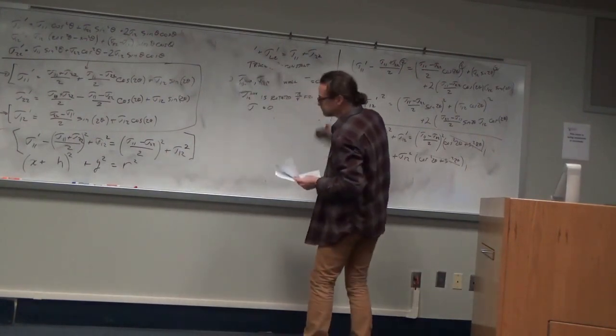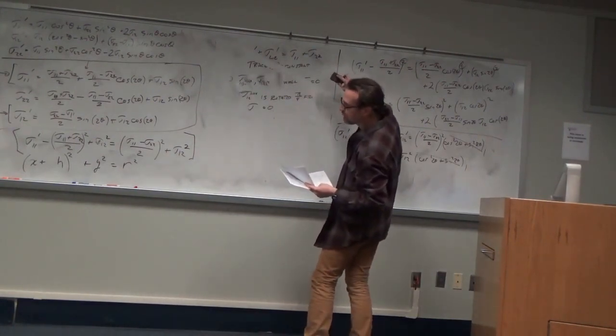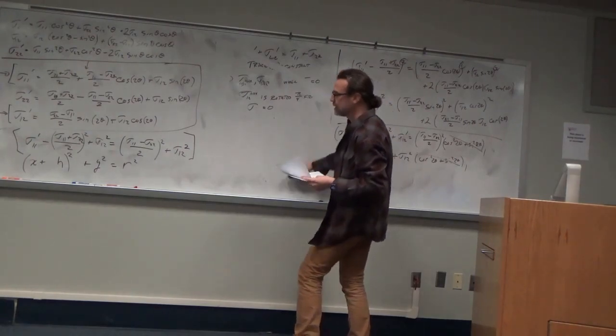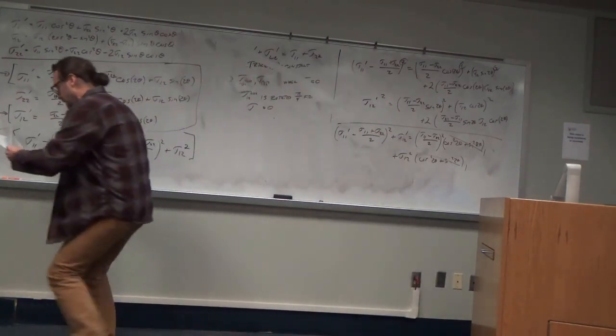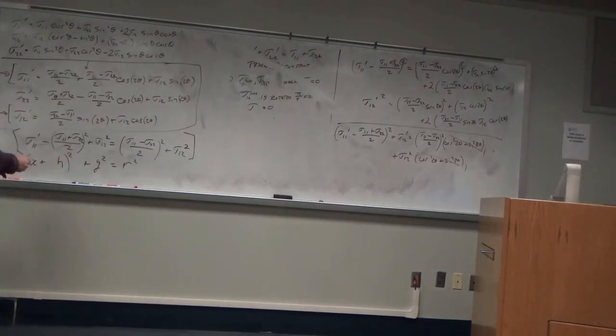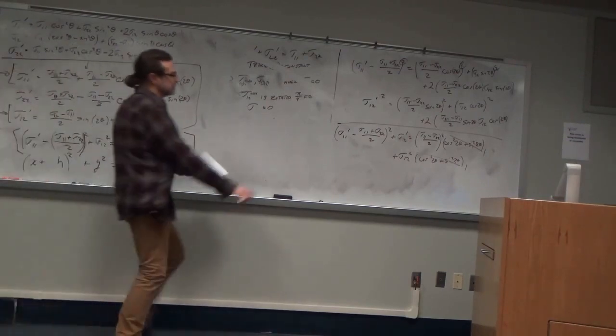So the sigma 1 1 prime should be squared? Which one? The sigma 1 1 minus sigma 1 1 plus sigma 2 2. Did I miss it? Sorry, it should be here. It's a parenthesis in there. From in there.